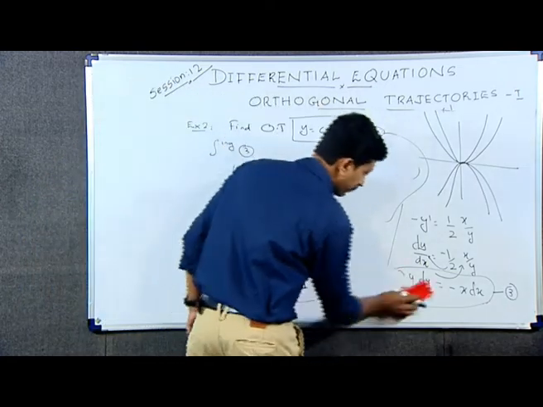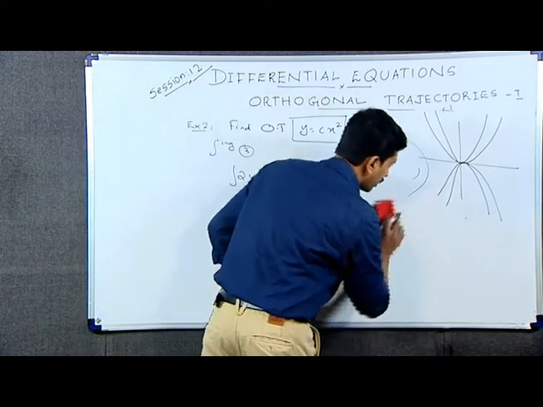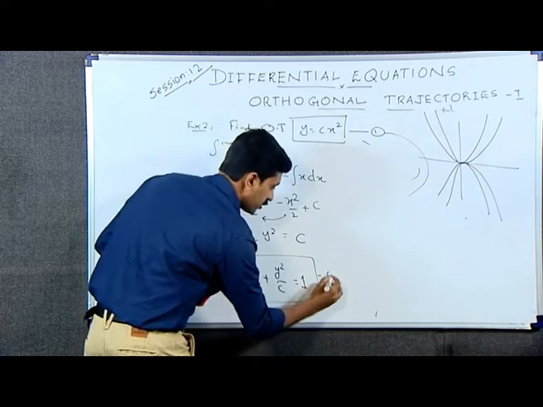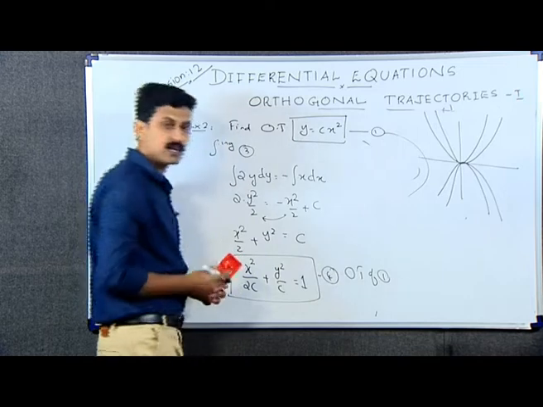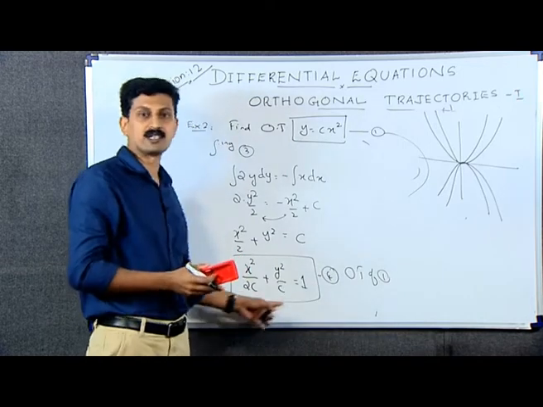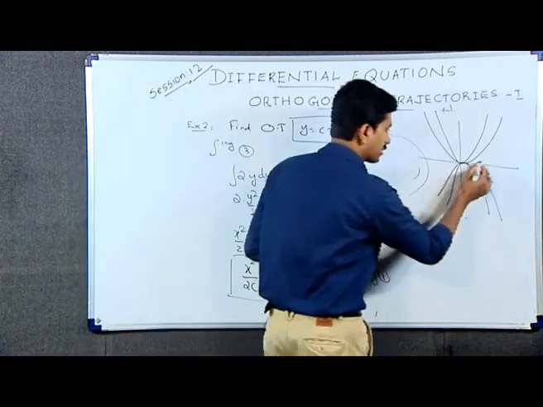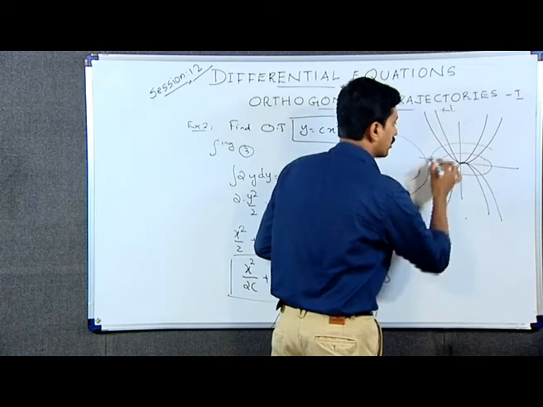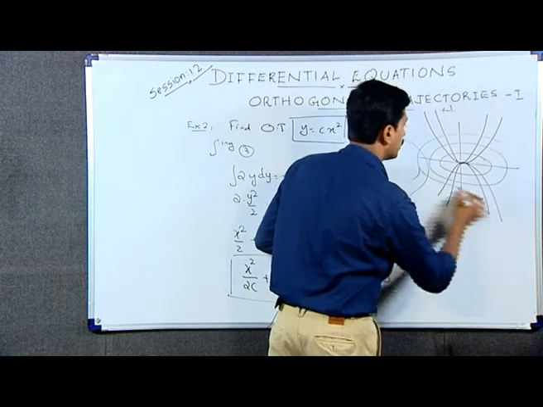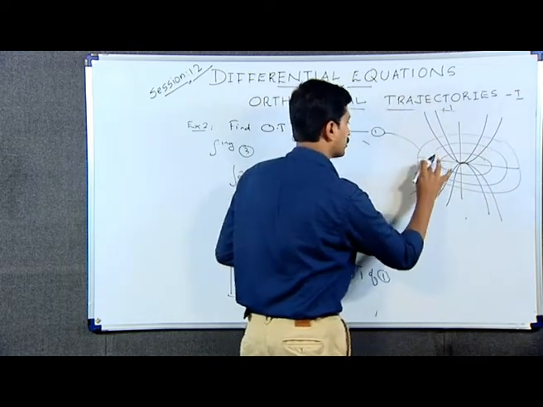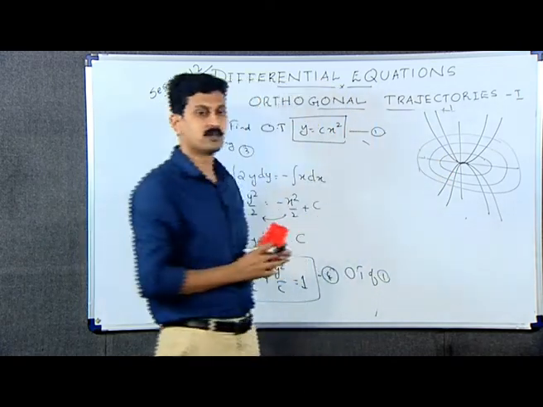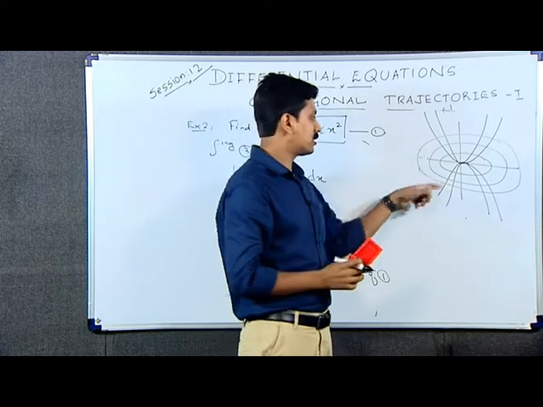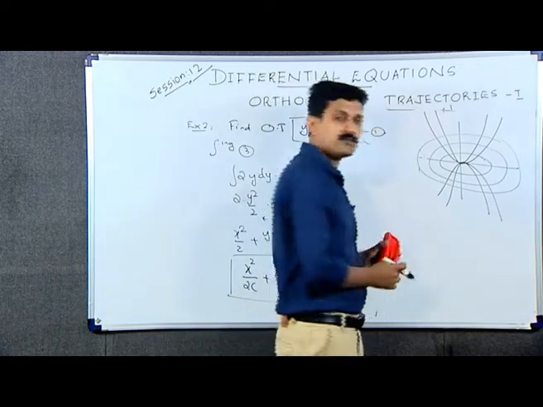So, these are the orthogonal trajectories of equation 1. Equation 4, the orthogonal trajectories of 1, are the family of concentric ellipses. It will come like this. The ellipses are the orthogonal trajectories of the family of parabolas. So, these are the orthogonal trajectories.